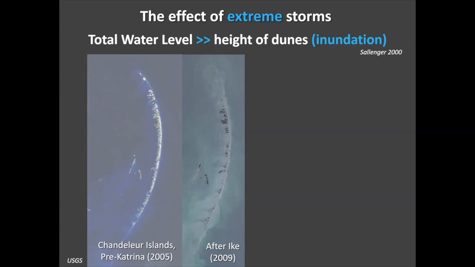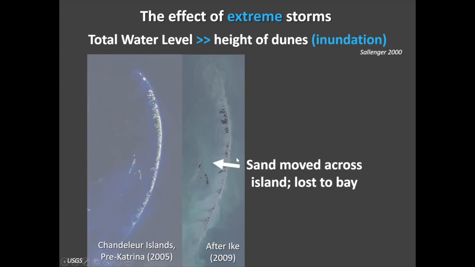And here, just looking at a natural environment, the Chandeleur Islands off the coast of Louisiana, pre-Hurricane Katrina and post-Hurricane Ike. Both during Katrina and during Ike, the Chandeleur Islands were completely submerged and purely inundated. And you can see that you really don't see much sand here at this point. And so sand, in this case, is moved not only on top of the island, it's moved beyond the island. And so we don't see much sand even left behind. So this is an extreme case where sand is actually lost from the island system to the bay behind.